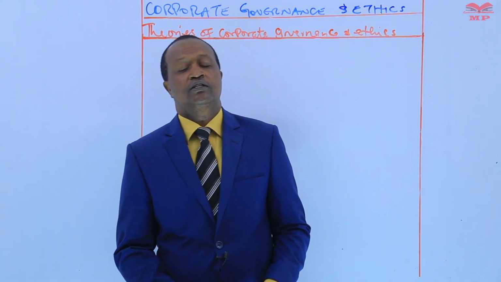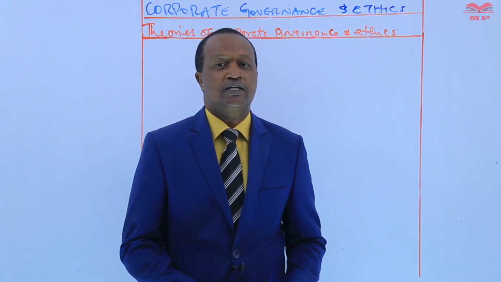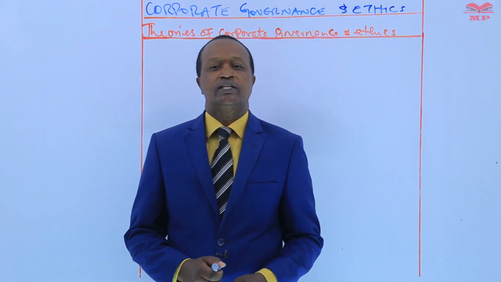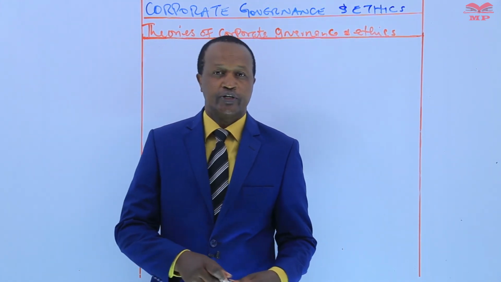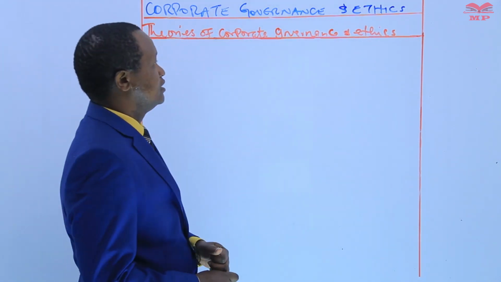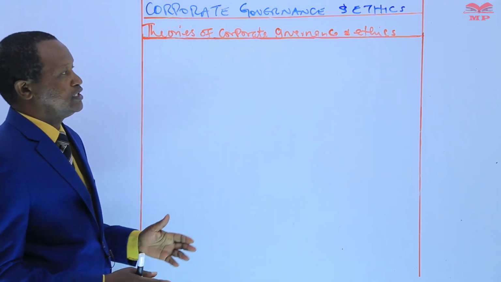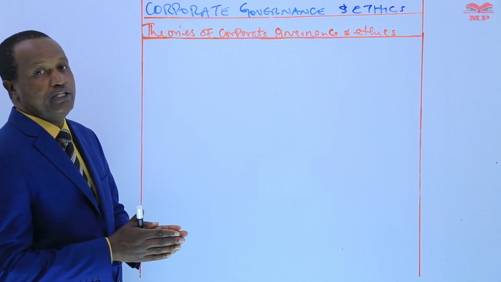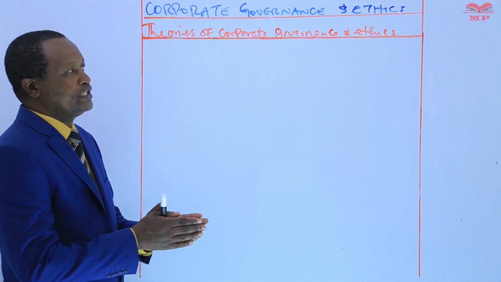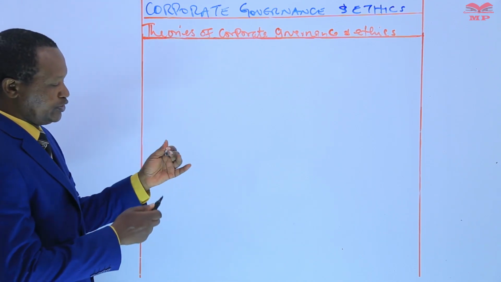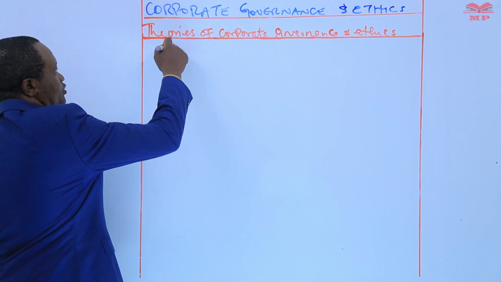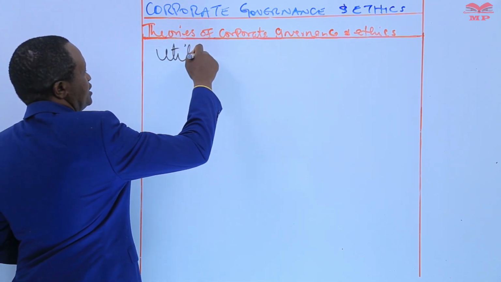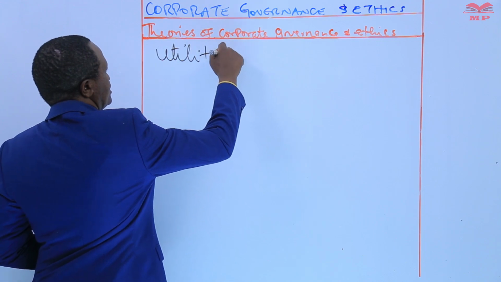The subject is corporate governance and ethics. Today we are going to study the utilitarianism theory of corporate governance. We've been studying the theories of corporate governance and ethics. Today we turn our attention to the utilitarianism theory.